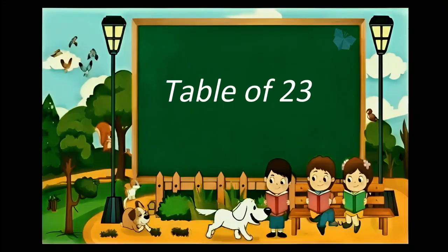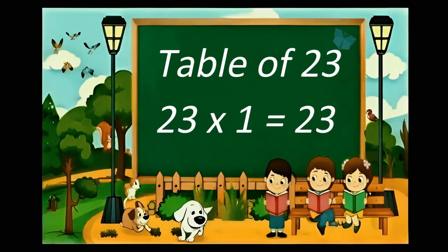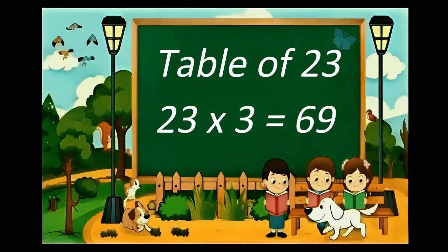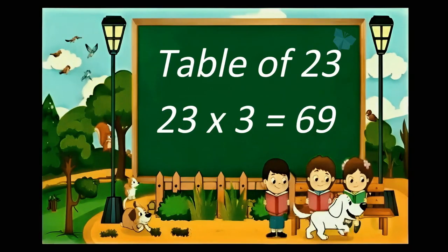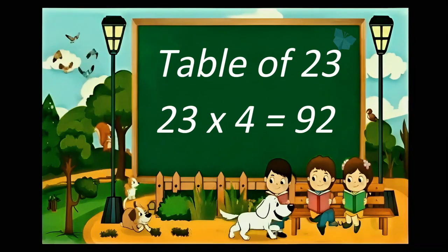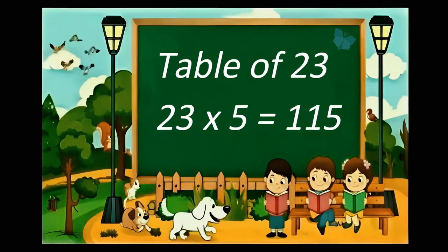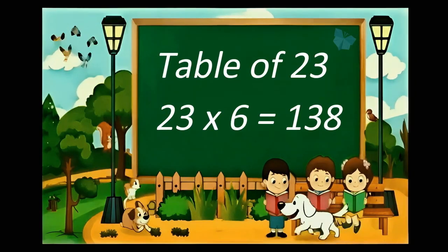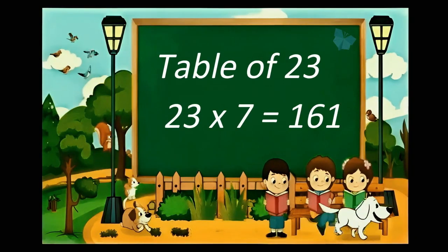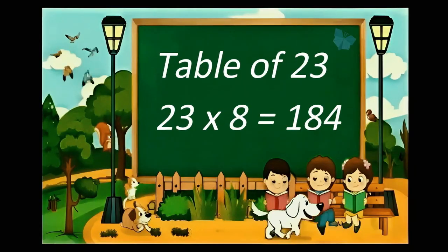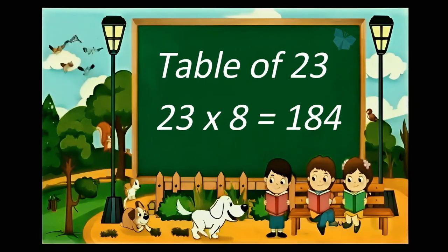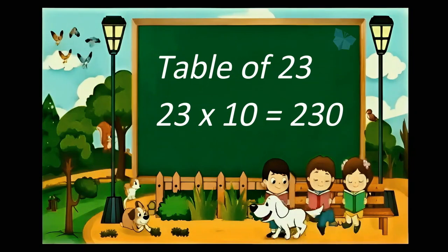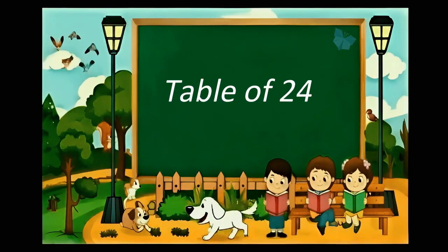Table of 23. 23 ones are 23. 23 twos are 46. 23 threes are 69. 23 fours are 92. 23 fives are 115. 23 sixes are 138. 23 sevens are 161. 23 eights are 184. 23 nines are 207. 23 tens are 230. Table of 24.